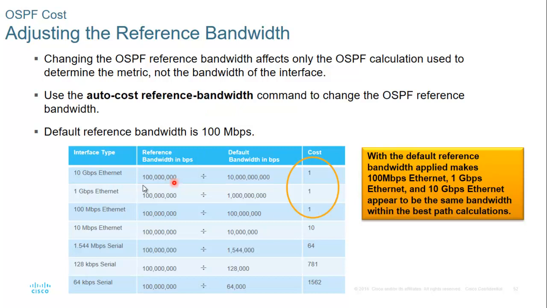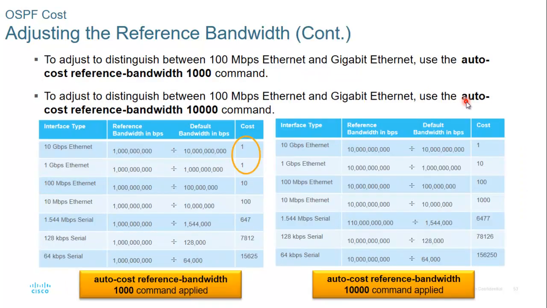As we saw before, these three have the same cost, because the reference bandwidth is the same, and even if you divide it by this, you will get the same cost. Adjusting the reference bandwidth, here is an example of how we adjust the reference bandwidth between megabit per second Ethernet to gigabit Ethernet. Let's put a gap of 1000 between megabit Ethernet and gigabit Ethernet.